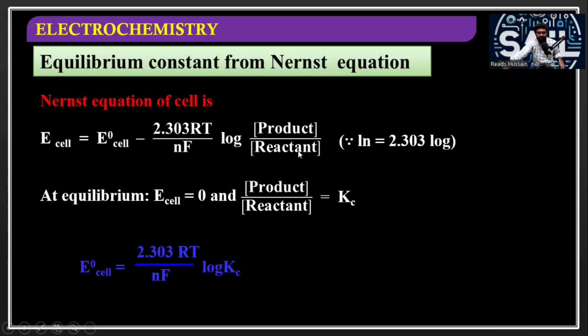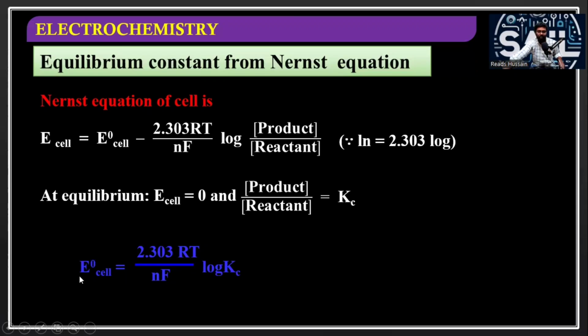Product concentration by reactant concentration is taken as Kc. Kc means equilibrium constant. So in the place of product by reactant concentration, I have written Kc. Why did I write E naught cell? E cell becomes 0 at equilibrium. Then this minus 2.303 RT by NF log Kc. If you send this total part to the left side, the minus becomes plus. That means E naught cell is equal to 2.303 RT by NF log Kc.